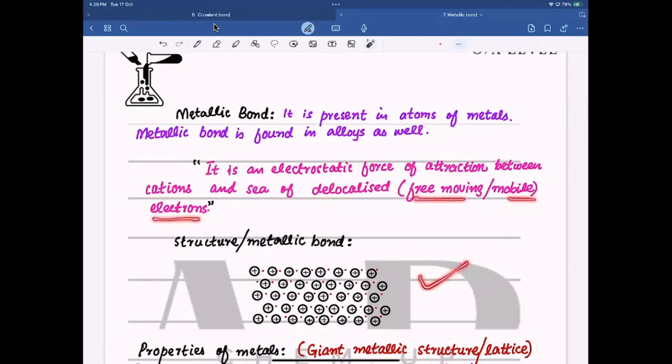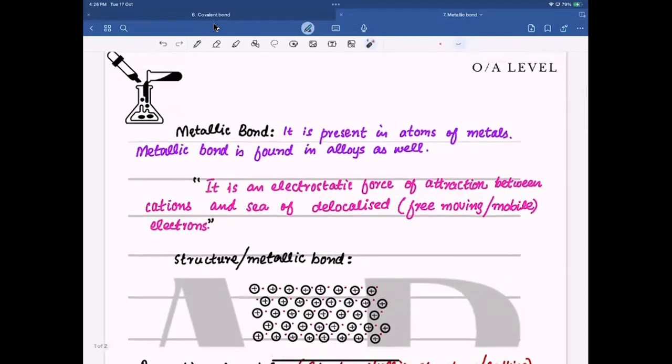And here we have the structure of metallic bonding. Sometimes the examiner asks you to show the structure of a metal or show the metallic bonding. So you will draw this structure, okay? Note this down quickly.